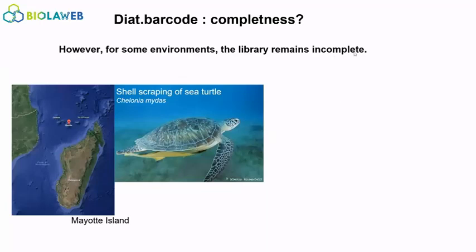Completeness. So until now, we have a complete library. And so still in Mayotte, there are sea turtles. It's a very nice place in the south of the island, and there are sea turtles everywhere. In fact, we asked permission to have some biofilm from the shells of the turtles. We did some high throughput sequencing.